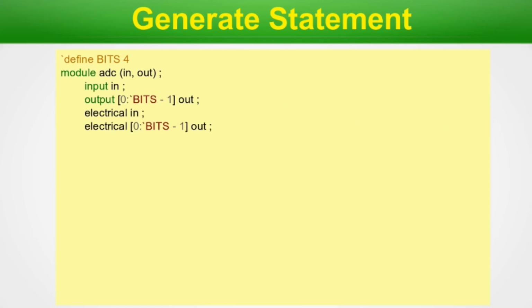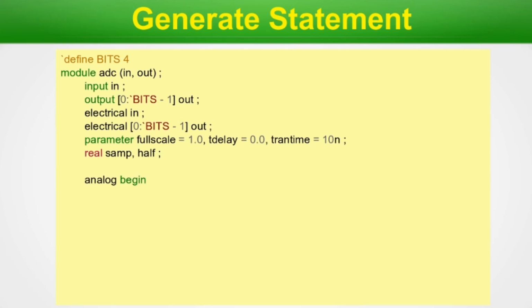Here with the directive, we define bits as 4 and we write the module name. Here we define the input, and the output is a vector here, and we define the nature for both input and output. And we define the parameters like delay, transient time, full scale, etc. And we define the real variables here, sample and half. And we write the body here. I'm not going into the details of what the equation is here, just to exemplify the generate statement.